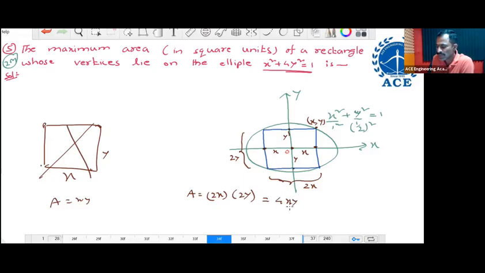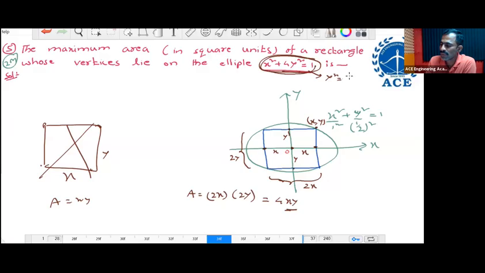This function is in terms of two variables, but we are given a condition. What is the condition? For this rectangle, the vertex is lying on the ellipse only. Because of this condition, we use this equation of the ellipse and we can convert these two variables to one variable. So from this, we can write x square in terms of y, or y square in terms of x only. Let us write y square in terms of x so that we get this function in terms of x only, because we are habituated with the function of x only.